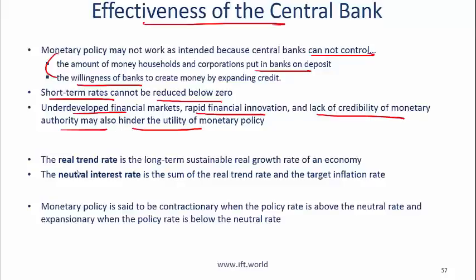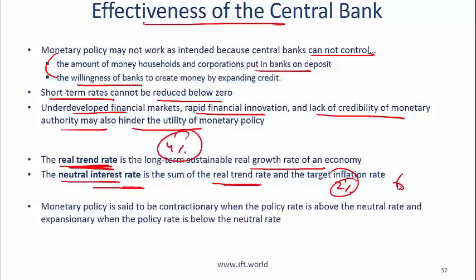authority may also hinder the utility of monetary policy. The real trend rate is the long-term sustainable growth rate of an economy. The neutral interest rate is the rate at which there is neither an inflationary pressure, nor a pressure to slow down the economy. So the neutral interest rate is the sum of the trend rate and the inflation target. Let's say that you have an economy that long-term is growing at 4% and the target inflation rate is 2%, then the neutral interest rate would be 4 plus 2, which is 6.